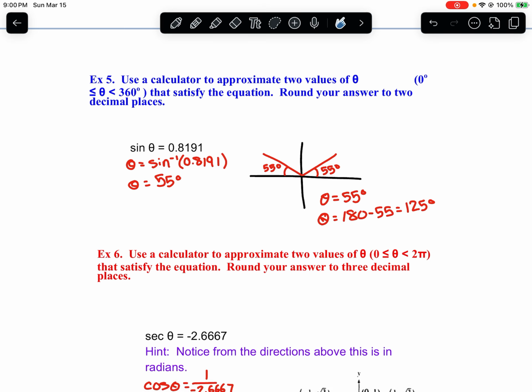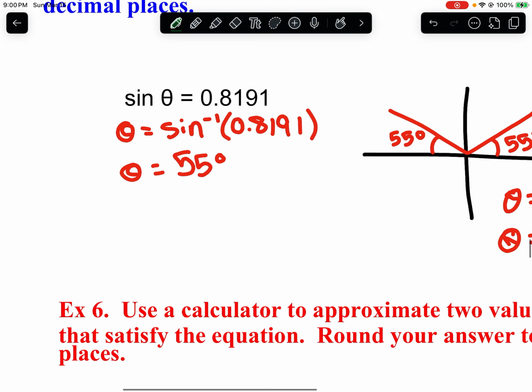But then our last piece here, it's kind of a weird thing. And this is where I was saying your calculator might not actually be lying to you, but it's not giving you the full story. So we're going to use a calculator to approximate two values of theta between 0 and 360 that satisfy the equation. Round your answer to 2 decimal places.